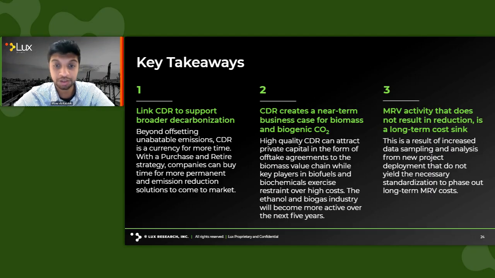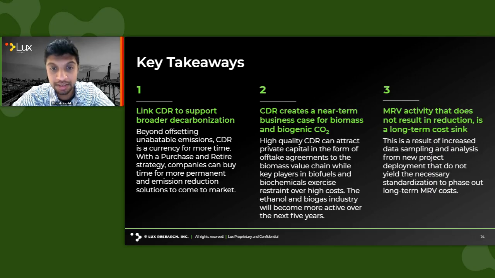So the ethanol industry or the biogas industry will become a lot more active in carbon markets over the next 5 years. This consideration, of course, does imply that you create risks for supply bottlenecks for long term biofuels and biochemicals, but in the near term, it does give you strong supply chain footing. The last is that MRV is good and important, but perhaps not indefinitely, right?